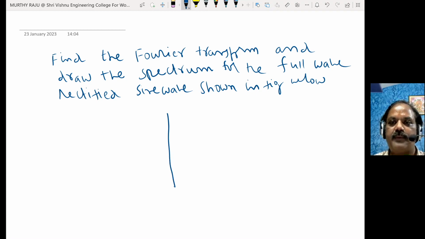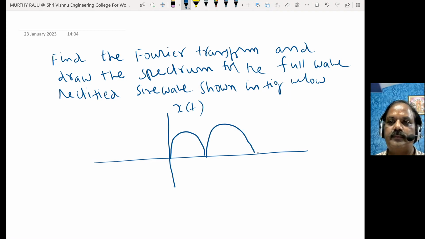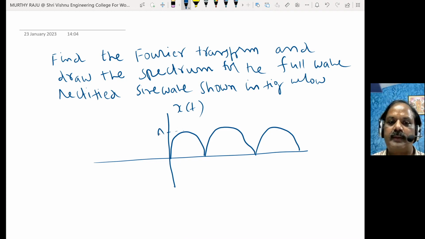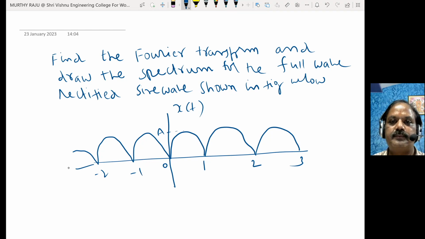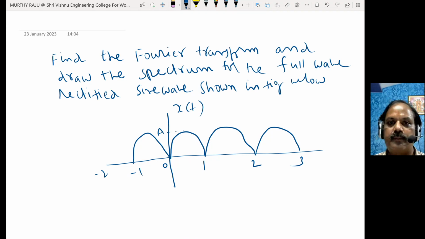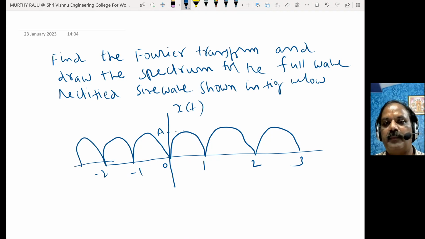This is the waveform of x of t. The amplitude is V. The time axis values are 0, 1, 2, 3, and 0, -1, -2, -3. This is the time period of the waveform, T0.